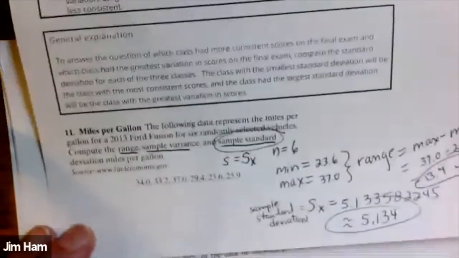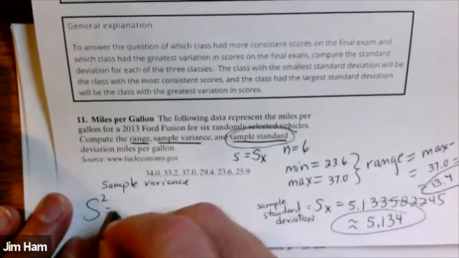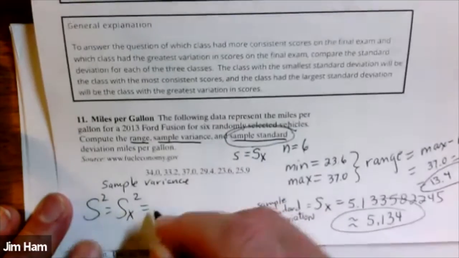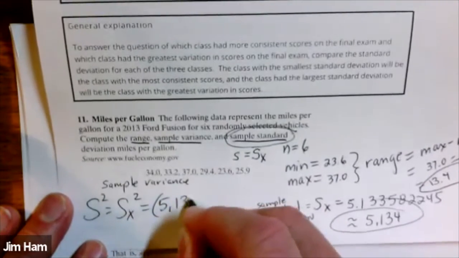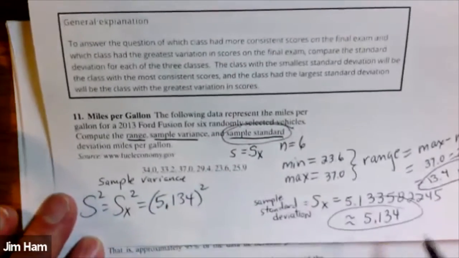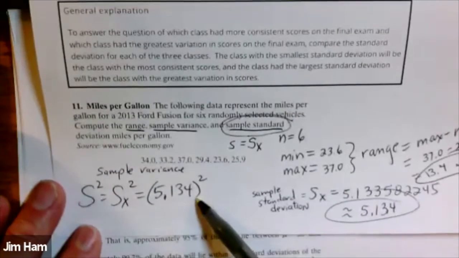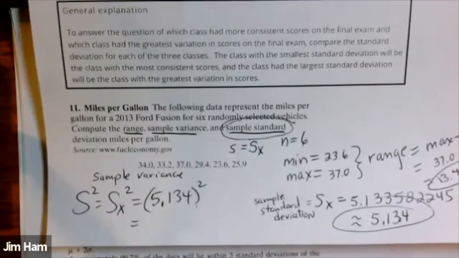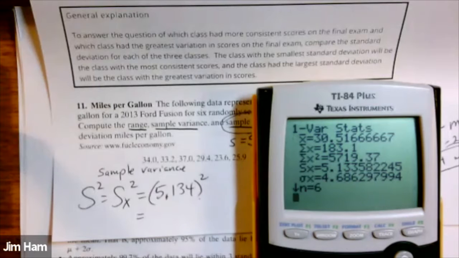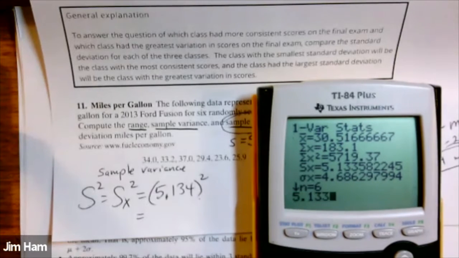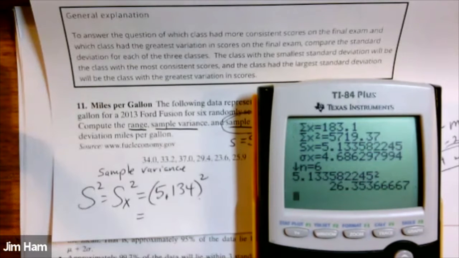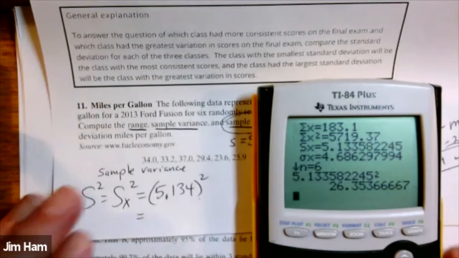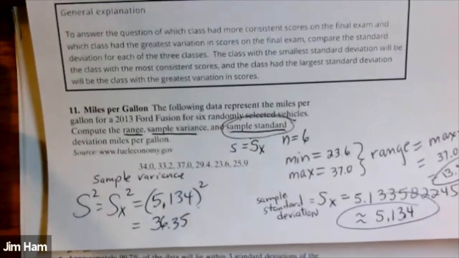So what we're going to do to get the sample variance, that's s squared, or Sx squared, which is our 5.134 number squared. So take the standard deviation and square it. Again, this is a number that the calculator will not calculate for you because since they give you the standard deviation, they figure you could square it to get the variance if you need it. So I'm going to take that 5.13358 number and square it. So there's the variance, 26.35, whatever that number is. And I'll round that one to 2 decimal places.